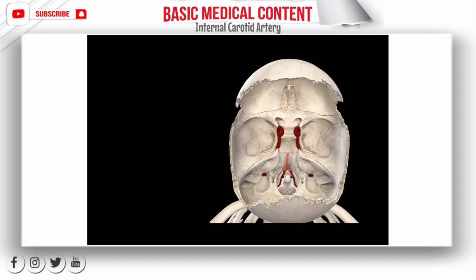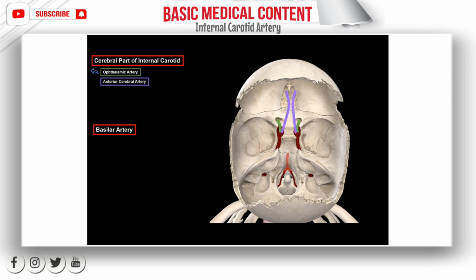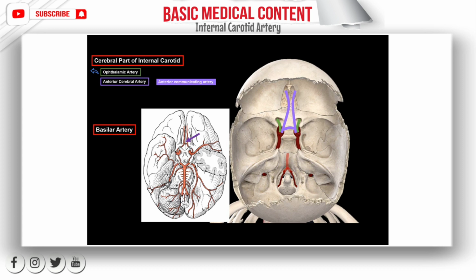Again, the major blood supply of the brain comes from the cerebral part of the internal carotid and the basilar artery. The ophthalmic artery does not provide any blood supply to the brain, and so to save time, I will go through this one when I talk about the blood supply of the eye in a separate video. But the first one in the list is the anterior cerebral artery, which again has this anterior communicating artery, which communicates with the anterior cerebral artery of the opposite side.